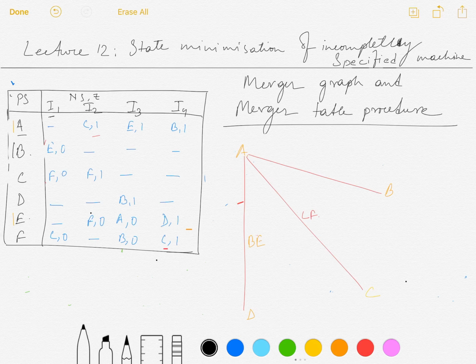Now, let us check once again. No, AE is not compatible, as for I2 the outputs are different. For I2, look at this, the outputs are C1 and F0. So, the outputs are different, and we do not have to check the implied pair again. So, AE is outright rejected, that is, it is not compatible.